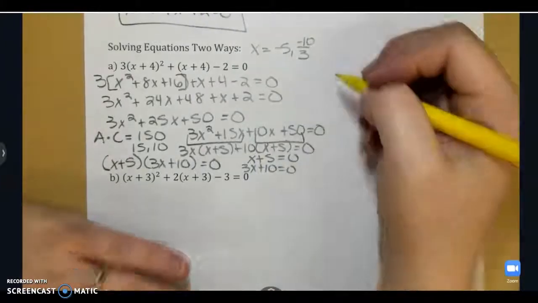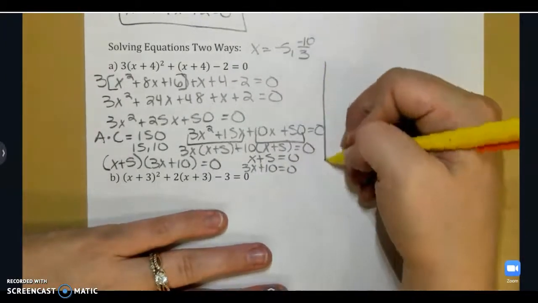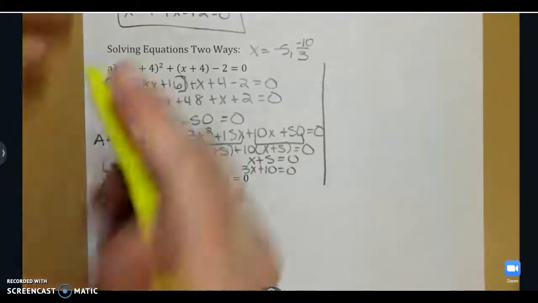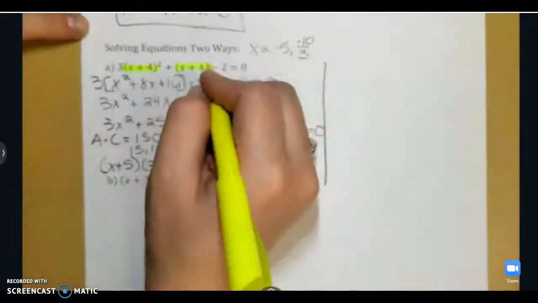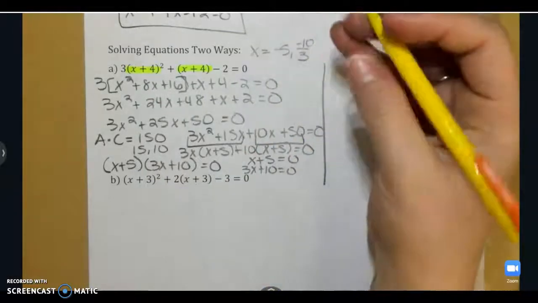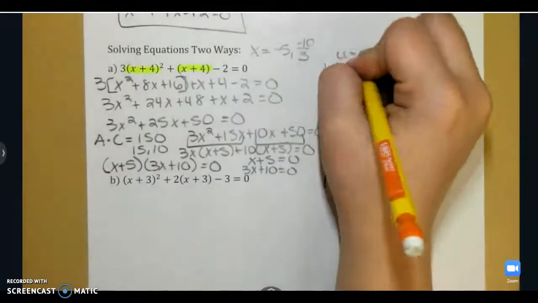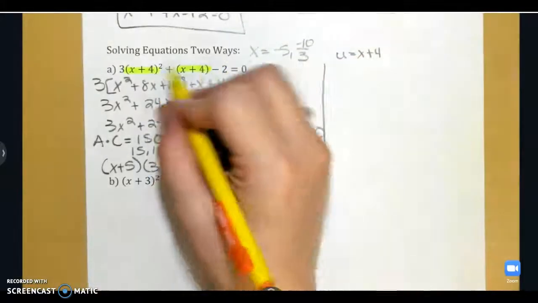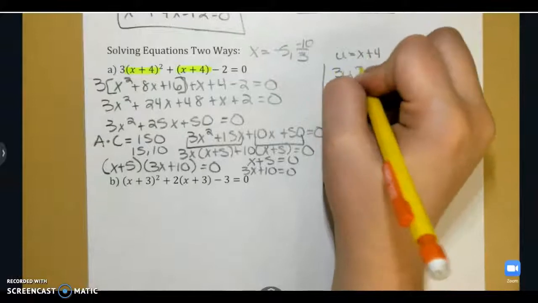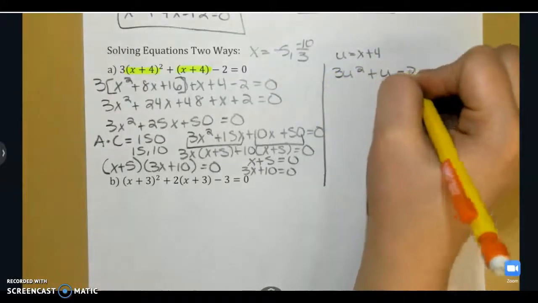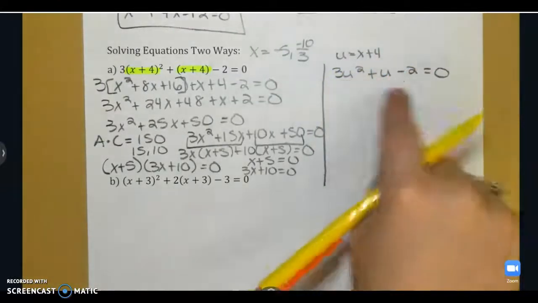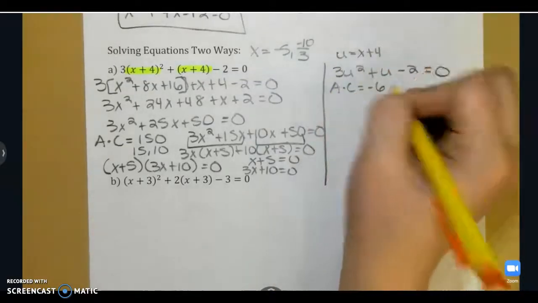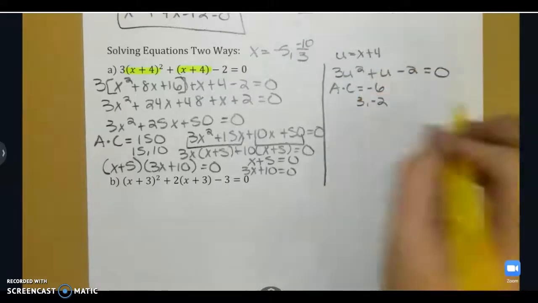Okay. So that's kind of a long, drawn-out way to do this. An easier way to do this would be what's called u substitution. So I have this x plus 4 in two different places. So I'm going to say let u equal x plus 4. So if I substitute u in place in this equation, that's going to be 3u squared plus u minus 2 equals 0. Now I'm already at a trinomial, and I can use my splitting the middle term to solve it.